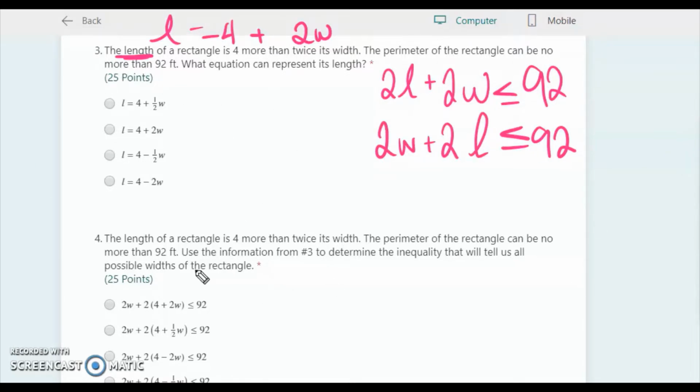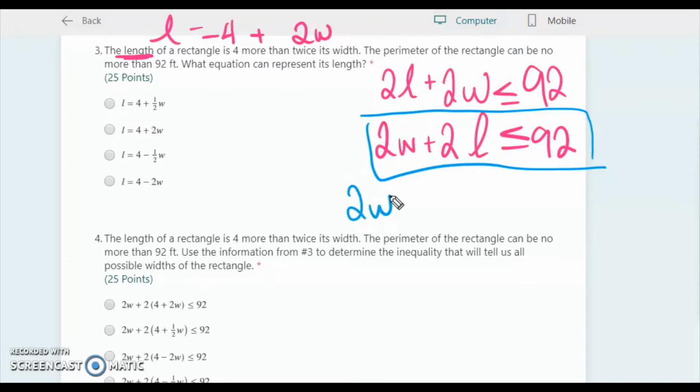On this one, it wants to know what the inequality would be if I use this value right here. So here's what I'm going to use. Instead of L though, I'm going to plug in 4 plus 2W. So I'm going to do 2W plus, instead of the L, the value that I wrote in number 3. And I'm not going to solve it, and it will tell you your answer to number 4.